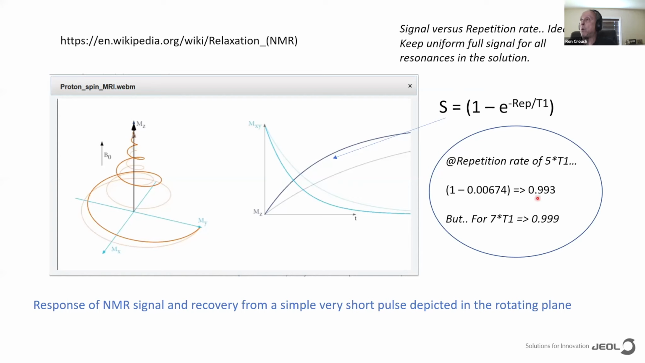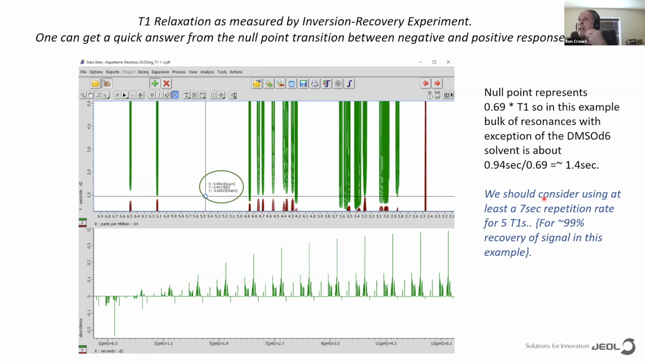So for 7 T1, it's even better. But measuring T1 is easy enough. We can do things like inversion recovery T1 and look at it this way, or we can look at it in a pseudo 2D processing, and basically not getting too tedious. At the null point, it's 0.69 T1. So we can get an idea on this and say, gosh, this relaxes fast. So we could go really fast and do good quantification on such a sample.